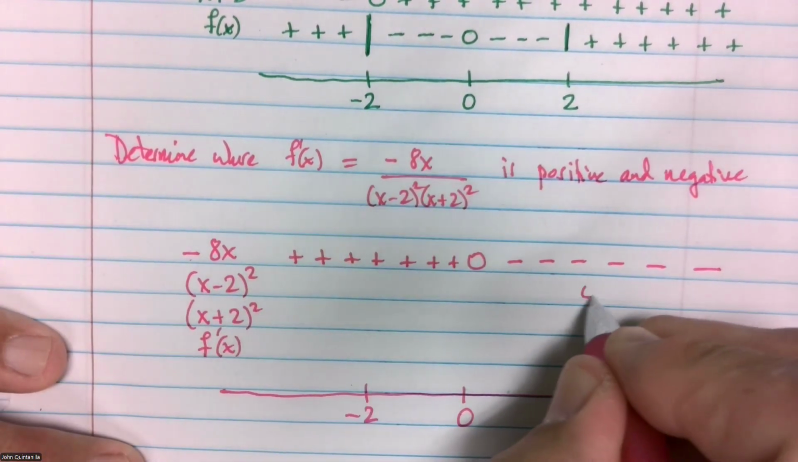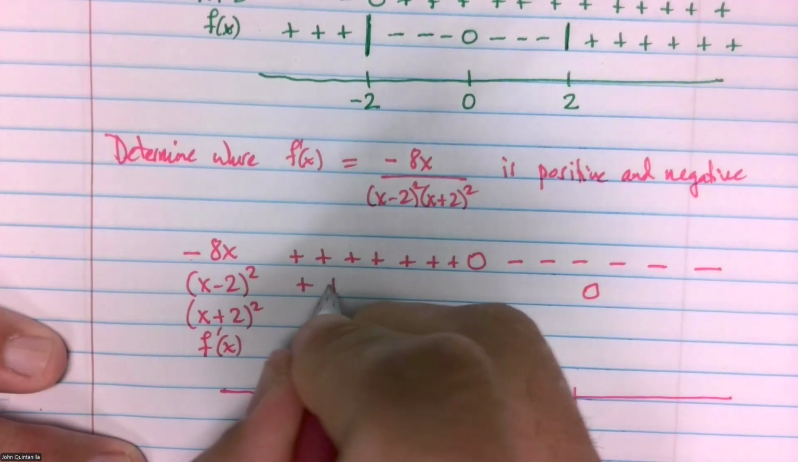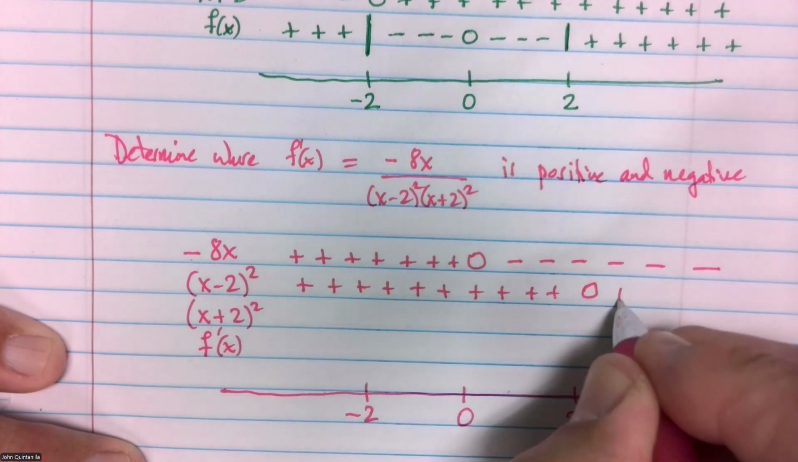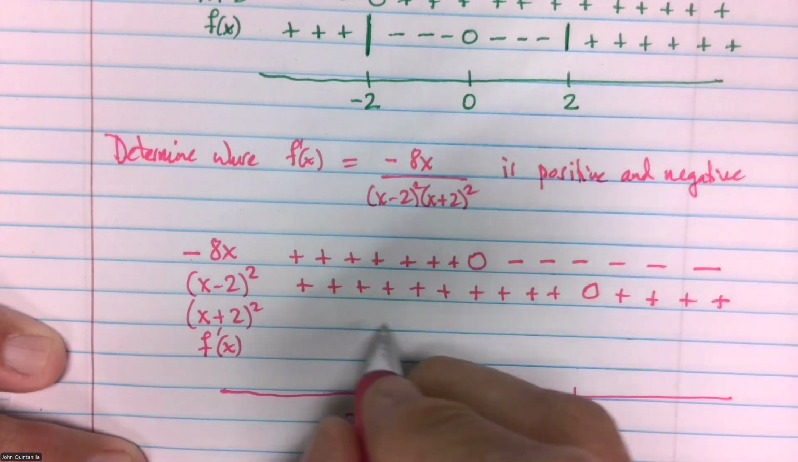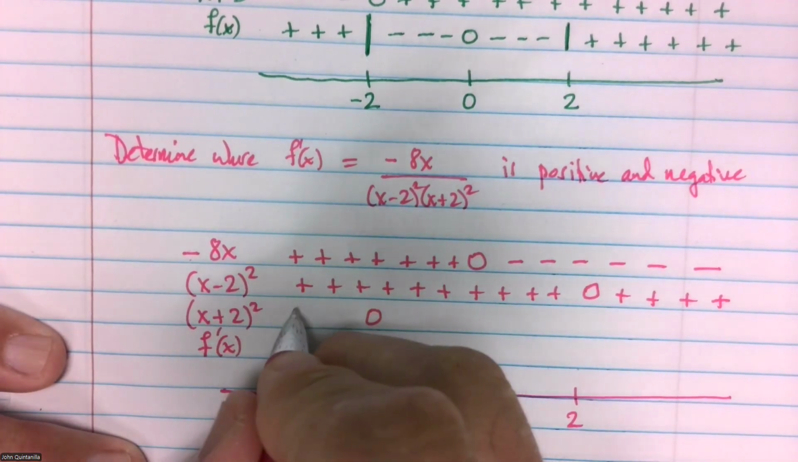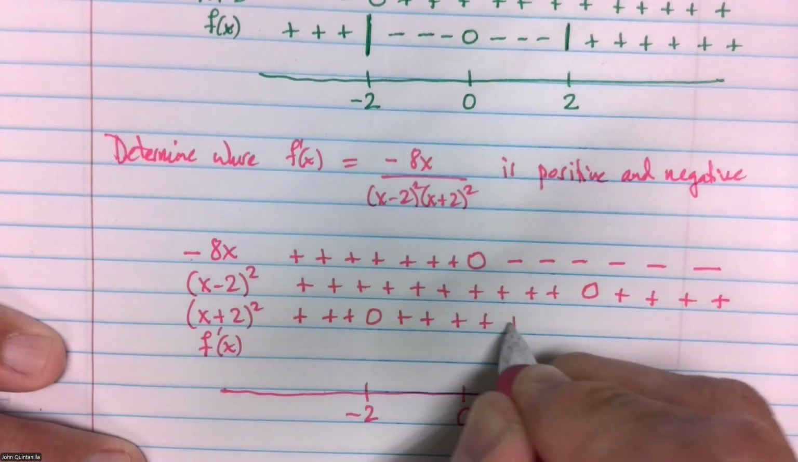For the other two, x minus 2 squared is equal to 0 when x is equal to 2. Otherwise, when I square something, I get something that must be positive. X plus 2 squared is 0 when x is equal to negative 2. When I square something, if it's not 0, it must be positive.